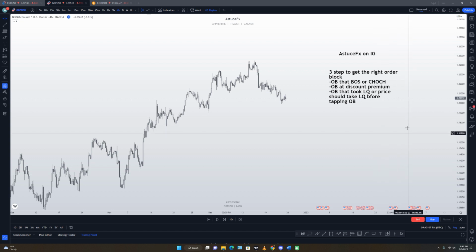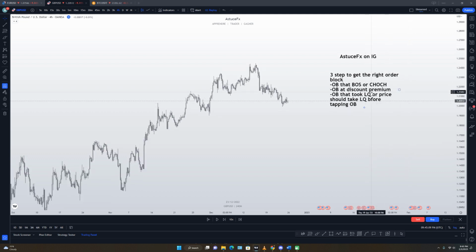So first thing, when I look for an order block, there are 3 things that I look for. I want an order block that broke structure or gave a change of character, and also I look for an order block that lines up with the discount zone or a premium zone, and also an order block that took liquidity. An order block should take liquidity before tapping the order block. So I'm going to explain all these steps on the chart right now, and I'll show you how it works.